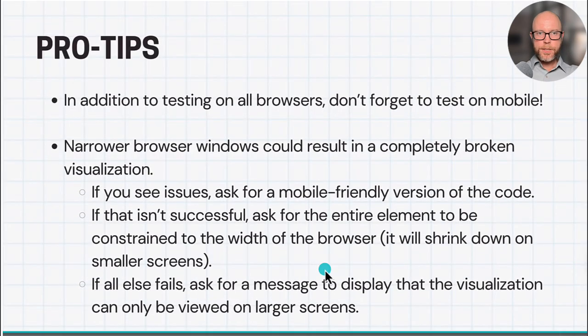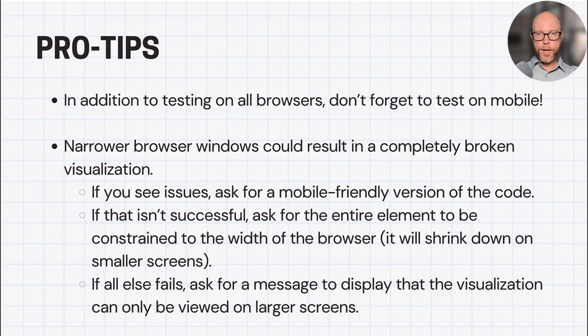A couple other pro tips. In addition to testing on all browsers, like Chrome and Edge and Firefox, you should test on mobile. You can try to view it on a mobile device. If you put this on a web page, it's much easier to test it on a mobile device. But if it's just on your computer, it can be challenging. But if you load it in Chrome and then just make the browser very narrow so that it's similar to the width of a phone, then you're going to be able to see how that visualization is going to behave on a more narrow browser, which phones almost always are.